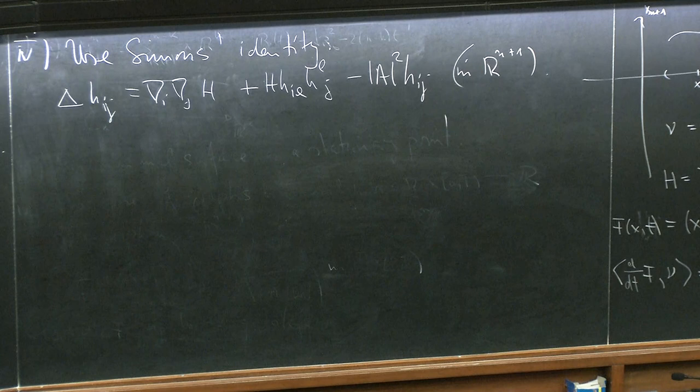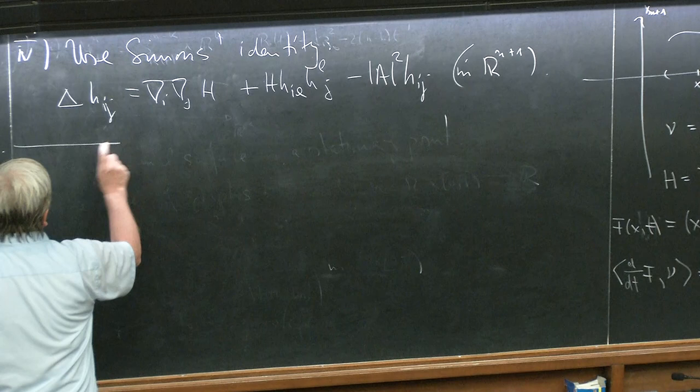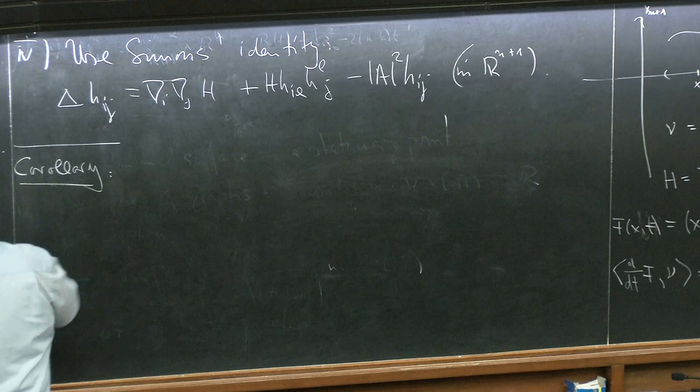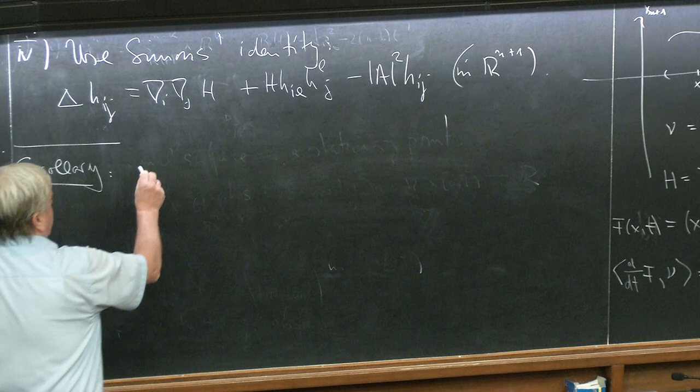And then raising the indices, you also get 5-bar. Okay, this completes the proof. As an immediate corollary, we get an evolution equation for the mean curvature, which is important because mean curvature is the speed. We want to know how the speed changes.